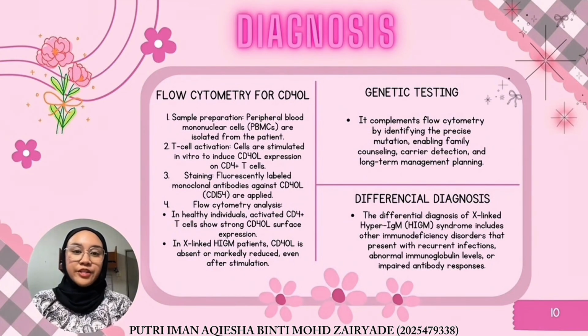Finally, clinicians must consider the differential diagnosis. Other forms of hyper-IgM syndrome do exist, caused by autosomal recessive mutations in genes such as AICDA, UNG, CD40, or NEMO. These present with a similar immunoglobulin pattern but differ in inheritance and underlying mechanism. Secondary immunodeficiency, particularly HIV infection, must also be excluded, as it can mimic the clinical picture.